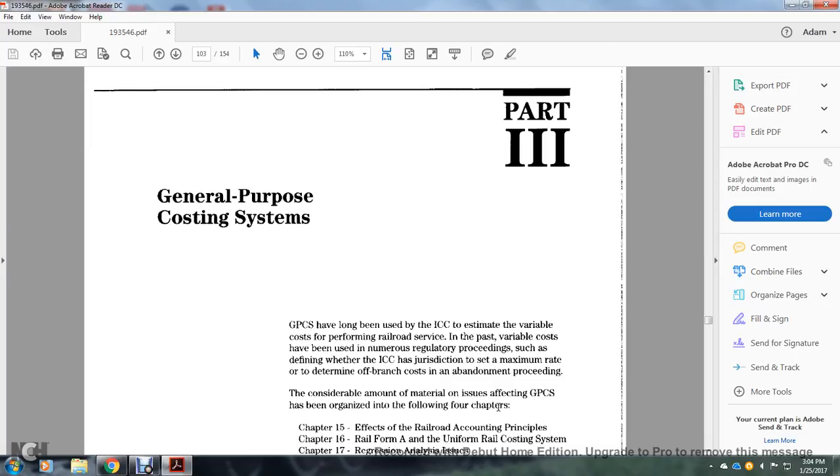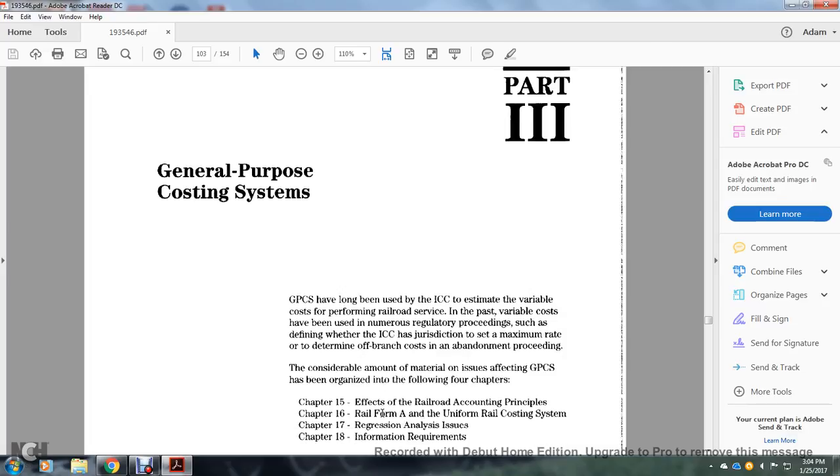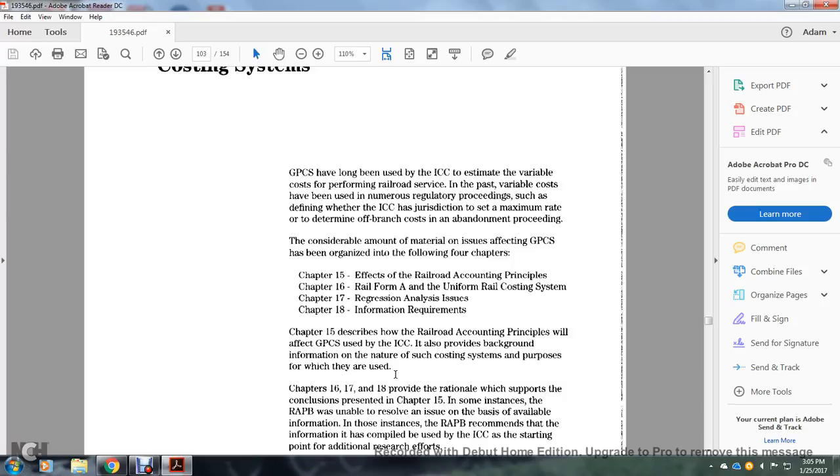Consider the amount of material that is issued affecting the general purpose costing system, which has been organized in the following chapters: the effect of the Railroad Accounting Principles, Form A, the Uniform Rail Costing System, and the regression analysis and issues and information requirements. This is the next chapter, part 13.